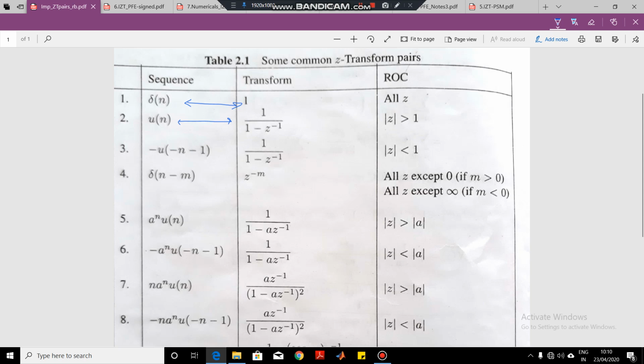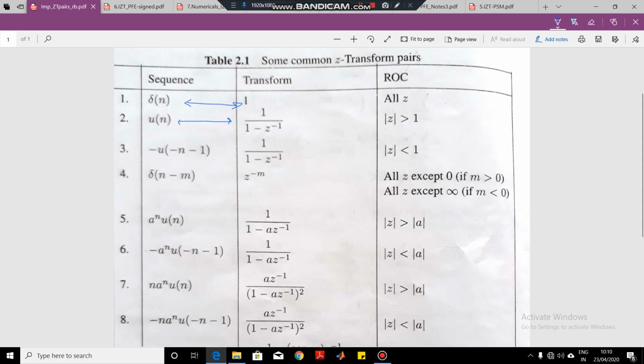One thing you have to note, very important: whenever there is a causal signal, the ROC is always in the form of mod of z greater than r. Since it was u of n, it is greater than 1. If it is any other case, it may be greater than 2, greater than 3, in general greater than a. So this greater than is important.